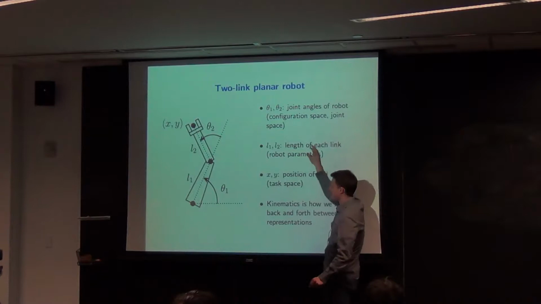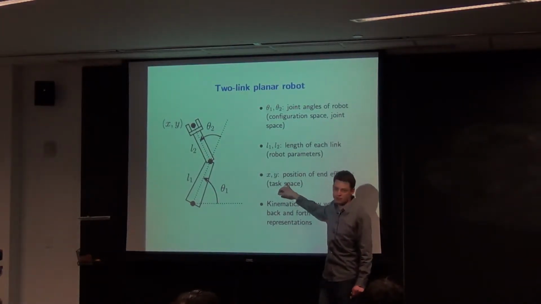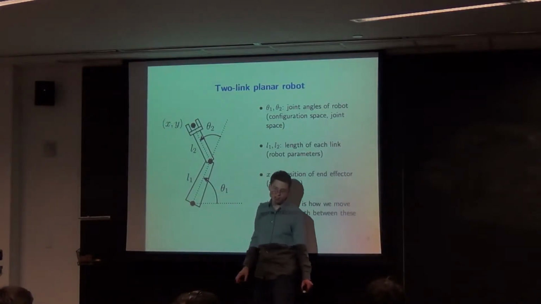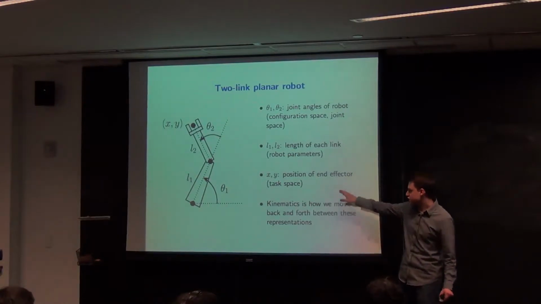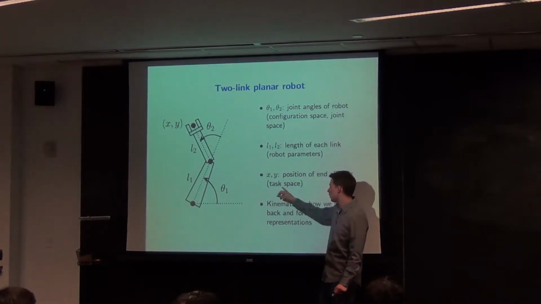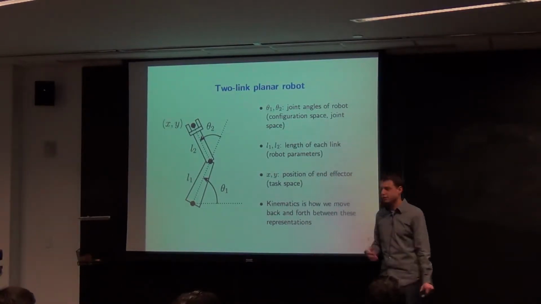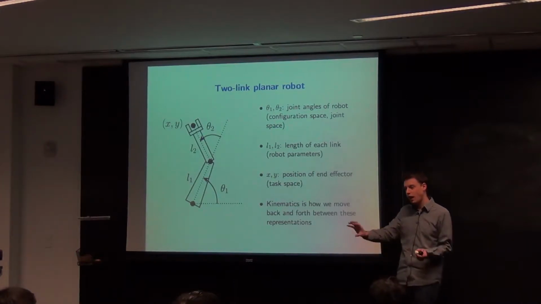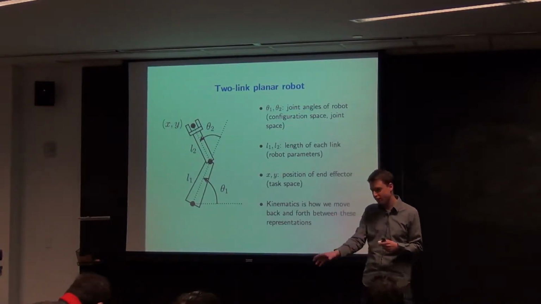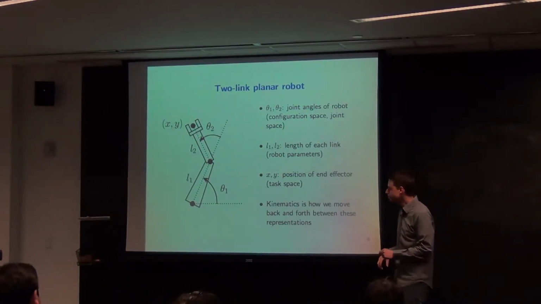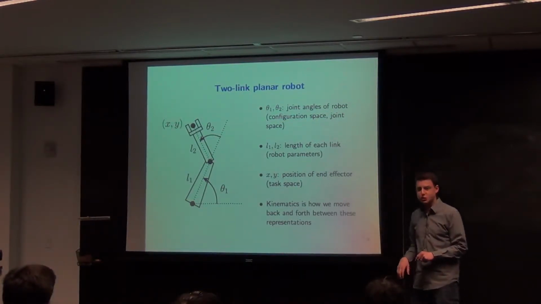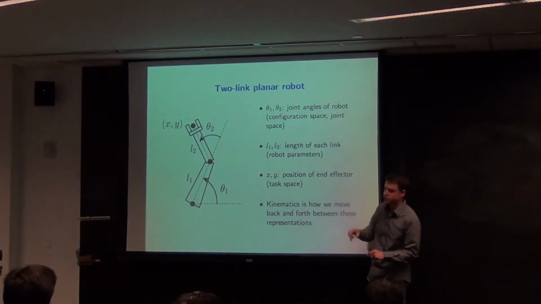These four things then imply, as you can probably imagine just by simple geometry, what the position of the end effector has to be. And this position in Cartesian space is just an xy coordinate in what I'll call the task space. It's called task space usually because when you think about doing some task with the robot, like grabbing something, you think about performing the task not in the space of the robot's joints, but in the space of the actual world you're trying to manipulate. And as I said before, kinematics is really just how we move back and forth between these two representations, the task space representation and the joint space representation.